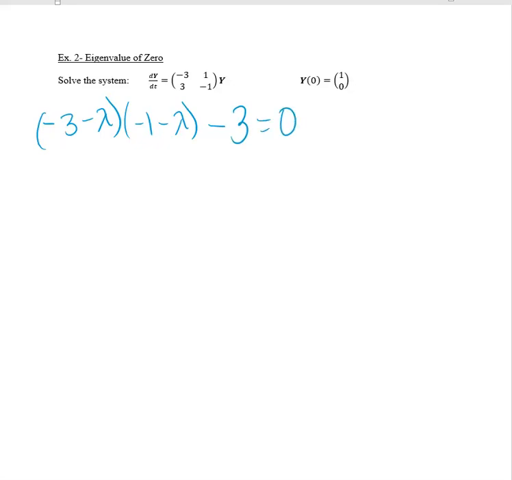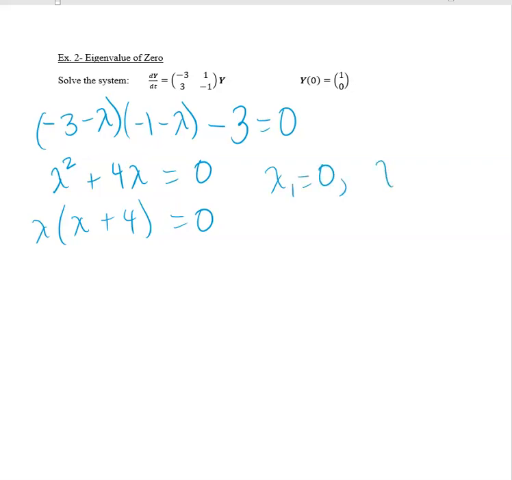So if we solve that, we end up getting lambda squared. I'm just going to simplify it here. Lambda squared plus 4 lambda. And then the 3's are going to end up zeroing out, so we're down to lambda times lambda plus 4. So my two eigenvalues are going to be 0 and -4. All right, so just like always, we're going to go ahead and get our straight line solutions.